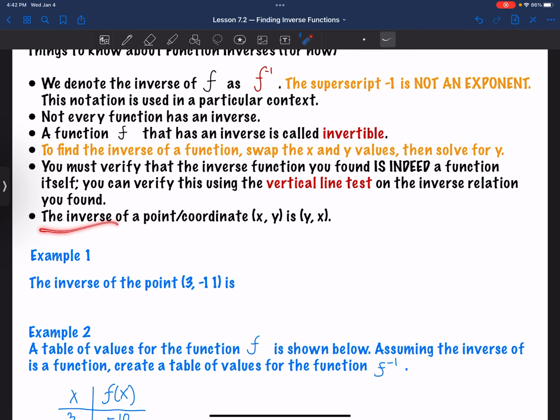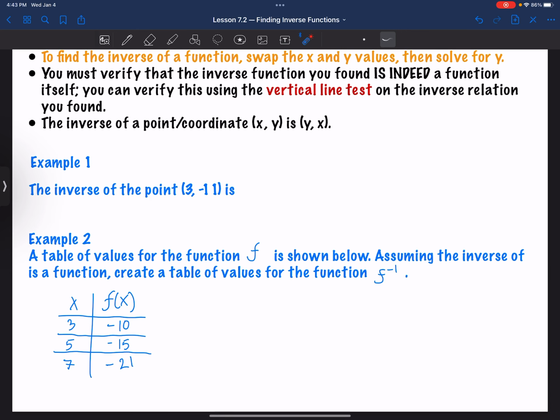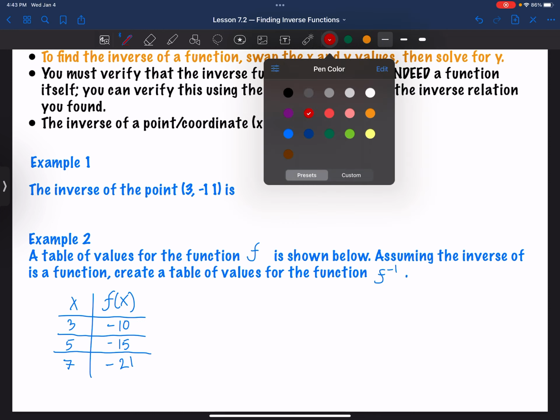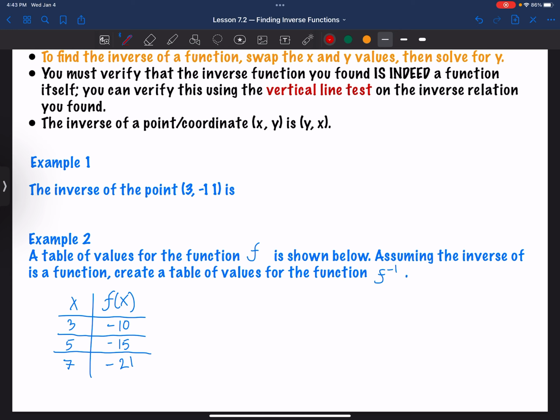And then lastly, the inverse of a point. So if I have the point on the original function x comma y, the inverse of that is y comma x. So very quick examples right here. I mean, extremely quick. The inverse of the point 3 comma negative 11 is negative 11 comma 3. I simply switch them.